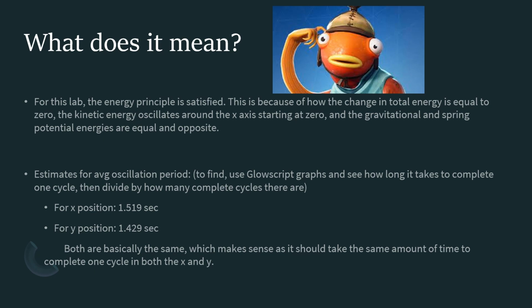The discrepancies are probably from how I may have misread the graph, as it was hard to locate the exact points, but it makes sense that it should take the exact same amount of time to complete one cycle in the x and y directions for an oscillating spring pendulum.